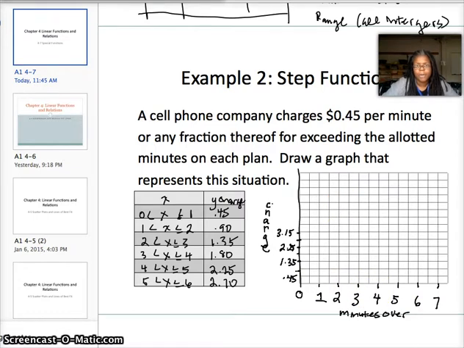I'm going to use purple because I was told that I don't use enough different colors by one of your classmates. We won't name them.